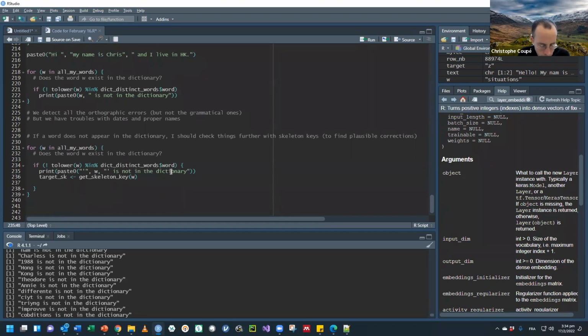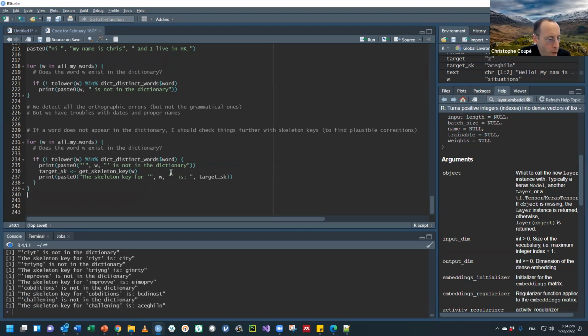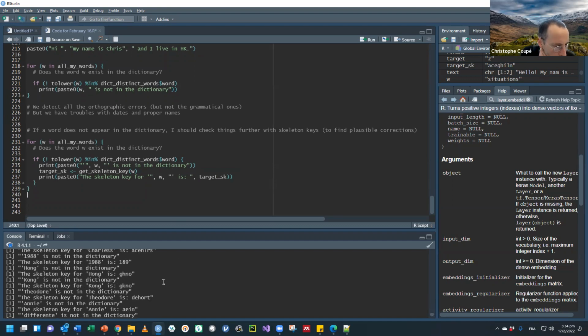Then what we could do, we could write something like "the skeleton key for W is", and then we could give the skeleton key. Why not? If we do that, we can try. We run our thing. Very good.